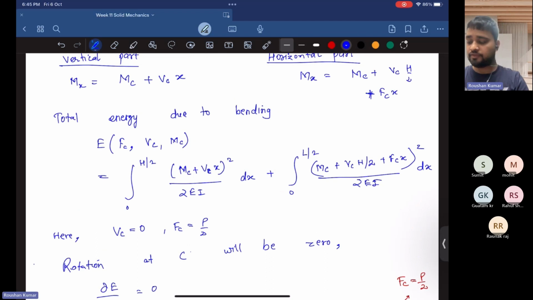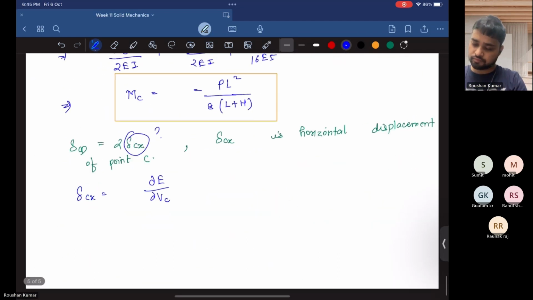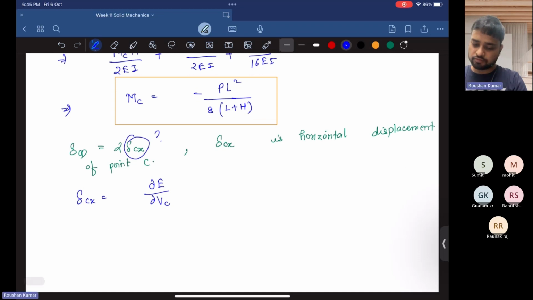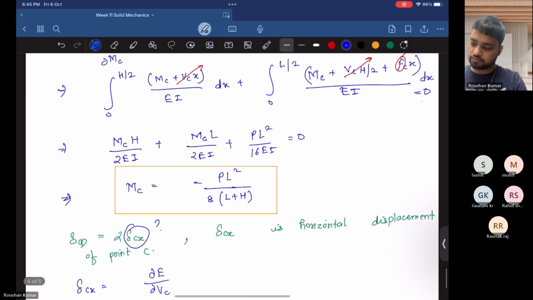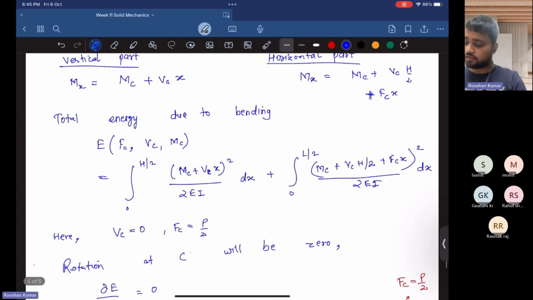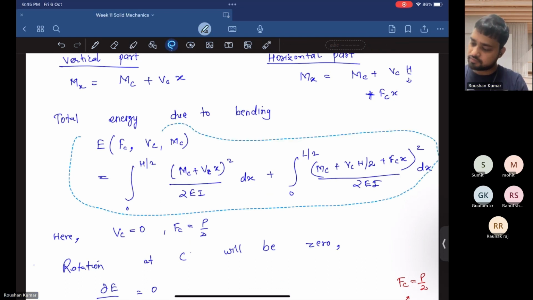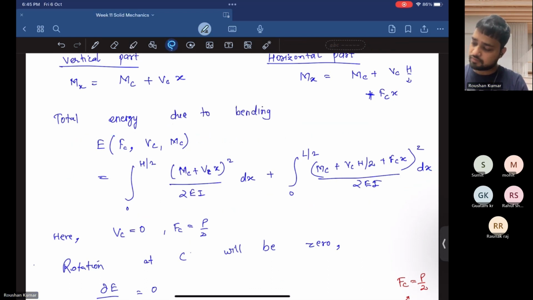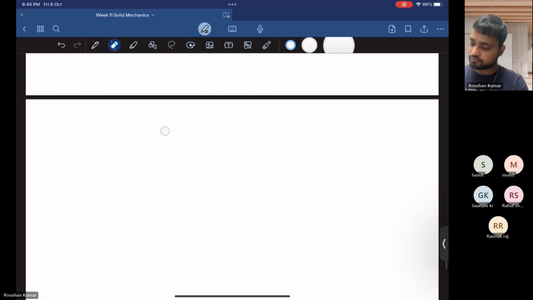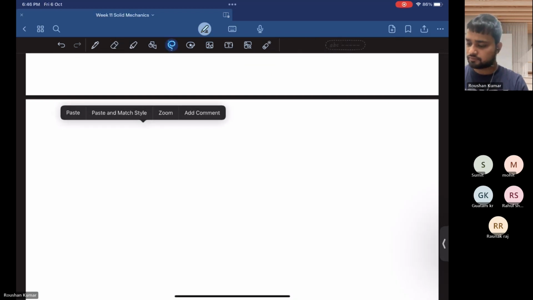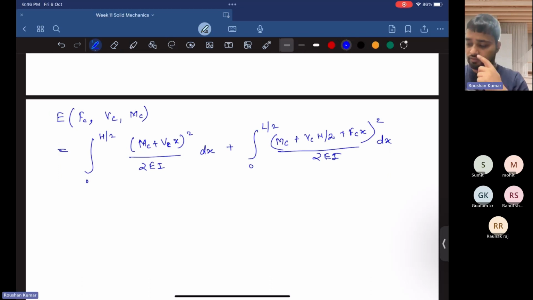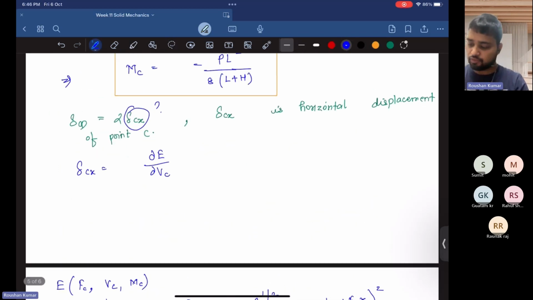So after taking the derivative with respect to it, it becomes 0, it will also become 0. So after putting this value, let's do this. So this is the energy, I just copy the energy from here. This is the energy of the system, and we have to find the del E upon del VC.